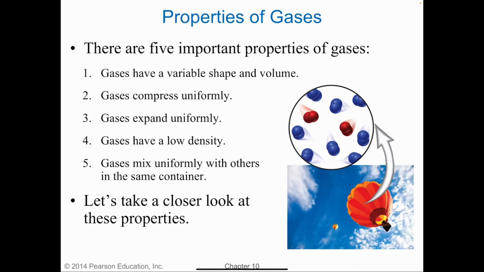In this video, we are going to discuss the properties of gases, and there's 5 important properties that we're going to discuss. Number 1, gases have variable shape and volume. Number 2, gases compress uniformly, and then they also expand uniformly. Gases have a very low density, and if we mix multiple gases together, they will mix uniformly. So we're going to take a look at these one by one.